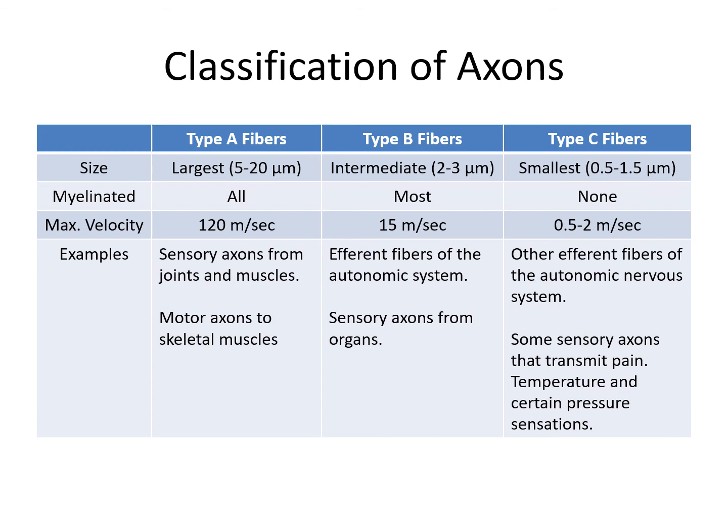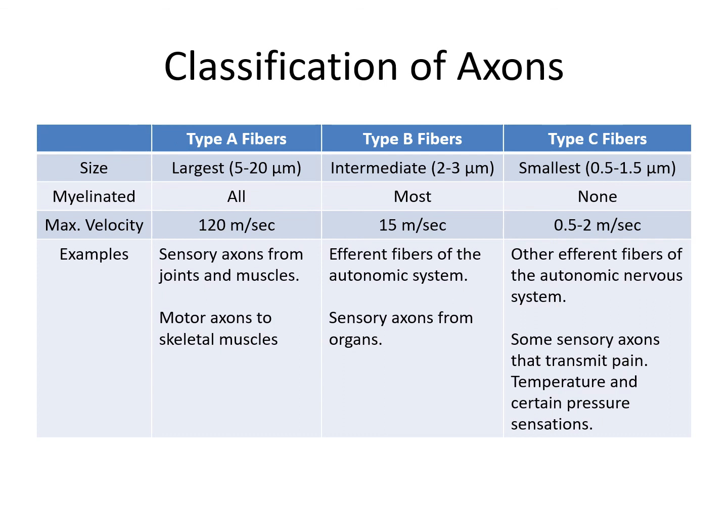Type A fibers, being the largest and nearly all myelinated, have the highest conduction speed. Type C fibers, which are smallest and are not myelinated at all, have the slowest conduction speed. Type B fibers are sort of intermediate between the two of them.